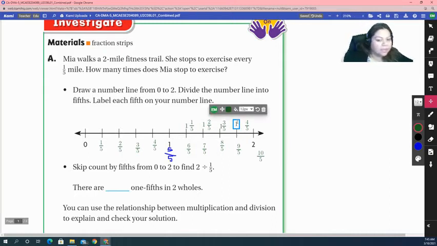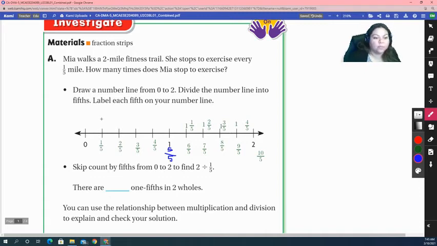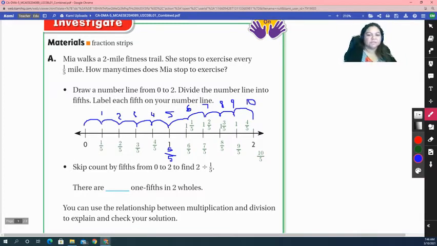Okay, so now we're going to count how many times she stopped. So basically she stopped every fifth. So here we have, she went 1, 2, 3, 4, 5, 6, 7, 8, 9, and then she got to the second mile, 10. So basically what I'm doing is counting how many times she stops.